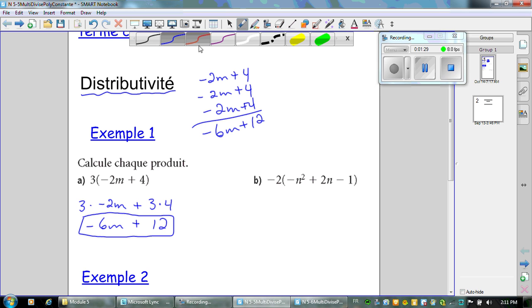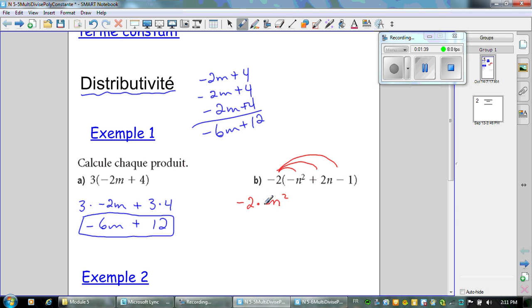Same idea here. You're going to distribute your negative 2 to each term. So basically, you're doing negative 2 multiplied by negative n squared, and then negative 2 multiplied by 2n, and then negative 2 multiplied by negative 1. A negative and a negative makes a positive, so 2n squared. A negative and a positive, so negative 2 times 2 is negative 4, and then you still have your n, and then negative 2 times negative 1 is positive 2.